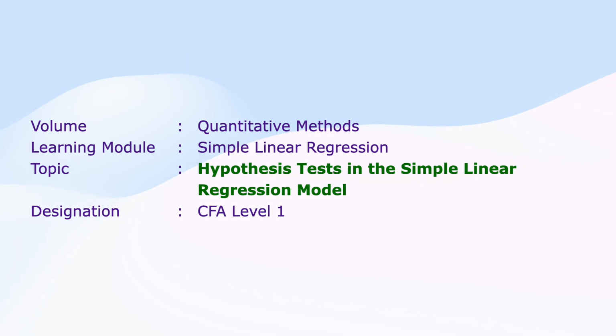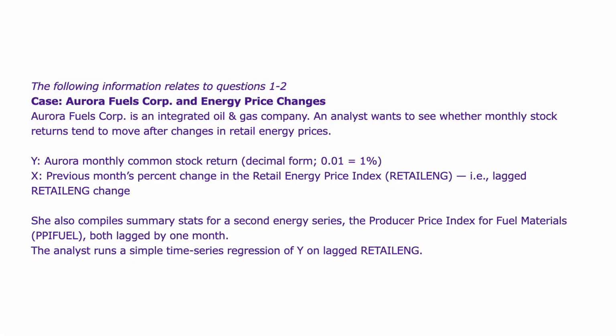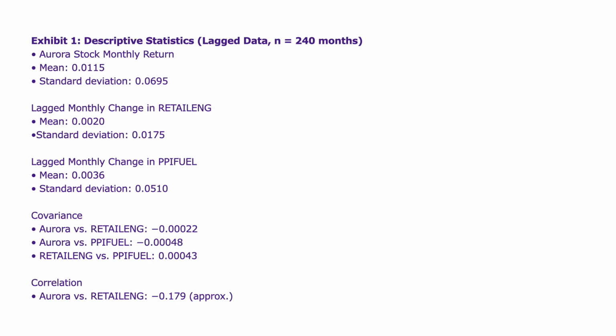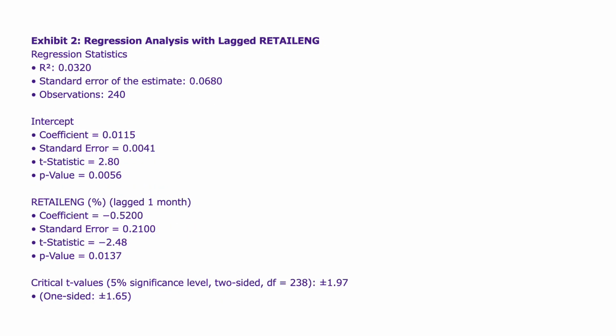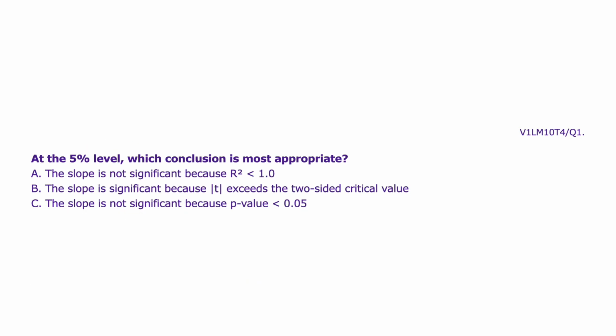Topic: Hypothesis tests in the simple linear regression model. At the 5% level, which conclusion is most appropriate? A. The slope is not significant because r squared is less than 1.0. B. The slope is significant because t exceeds the two-sided critical value. C. The slope is not significant because the p-value is less than 0.05.